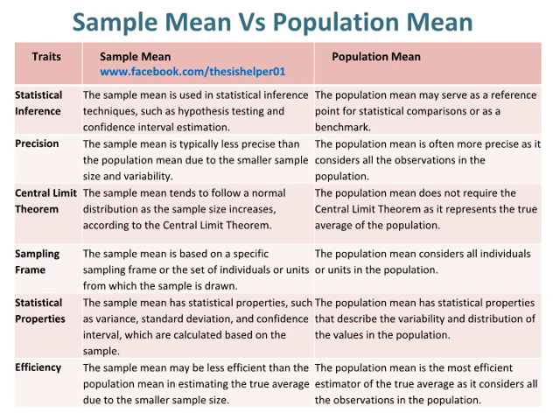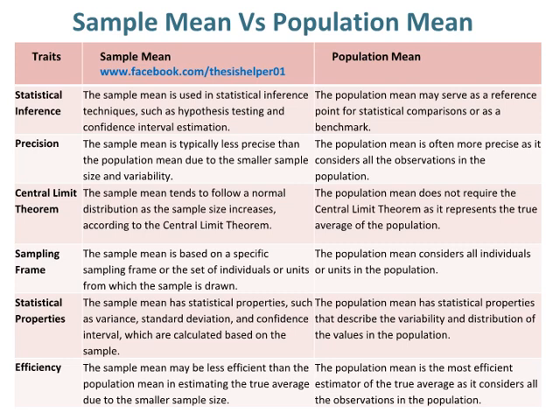The sample mean has statistical properties, such as variance, standard deviation, and confidence interval, which are calculated based on the sample. Whereas, the population mean has statistical properties that describe the variability and distribution of the values in the population. The sample mean may be less efficient than the population mean in estimating the true average due to the smaller sample size. Whereas, the population mean is the most efficient estimator of the true average as it considers all the observations in the population.